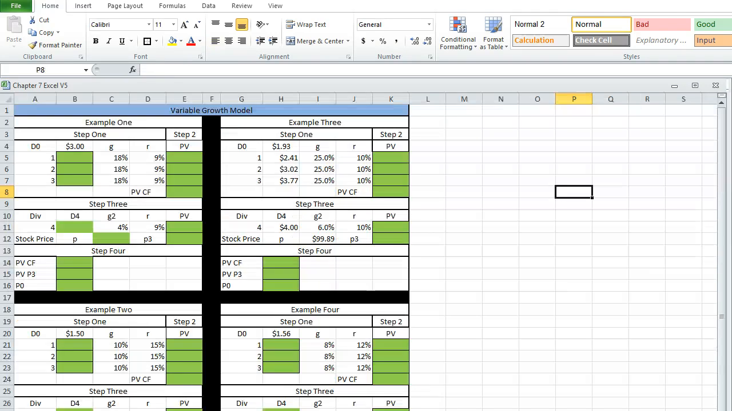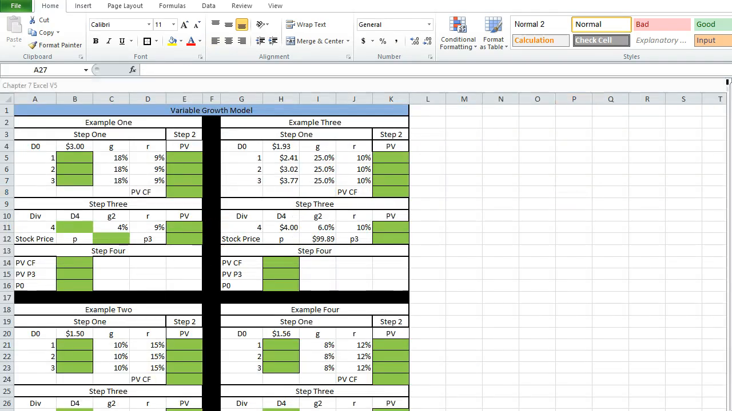The second workbook is the variable growth workbook, and this workbook is a little trickier. So what we have here is example 1, the variable growth model. So this is if the dividends grow at a variable percentage wise. So in this first problem, we have the dividends growing at 18%. So I'm going to have to escalate this dividend D0 at 18% for each of these years.